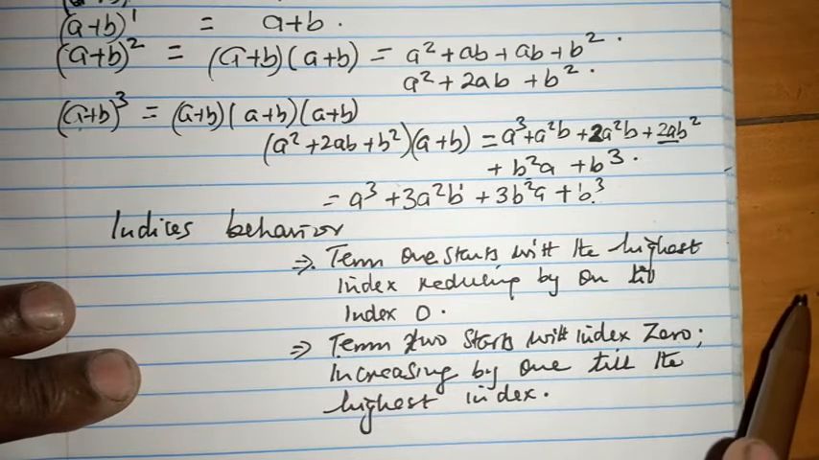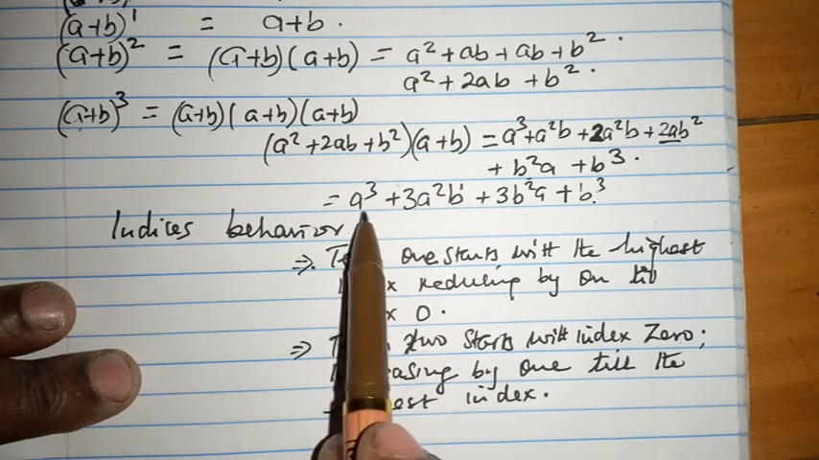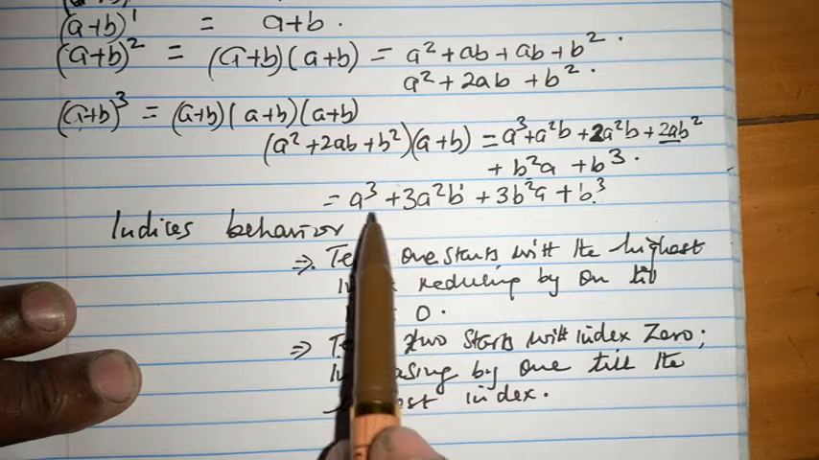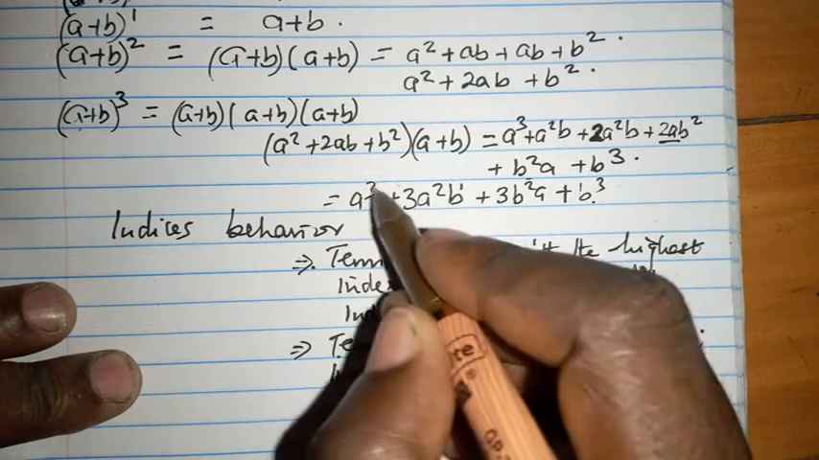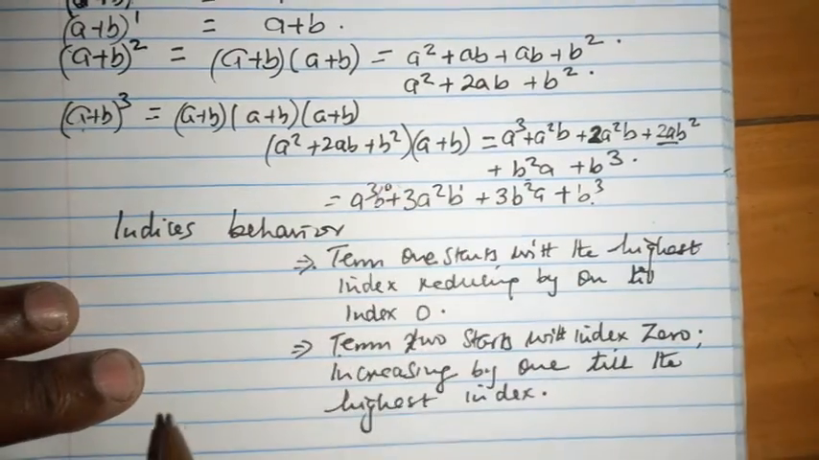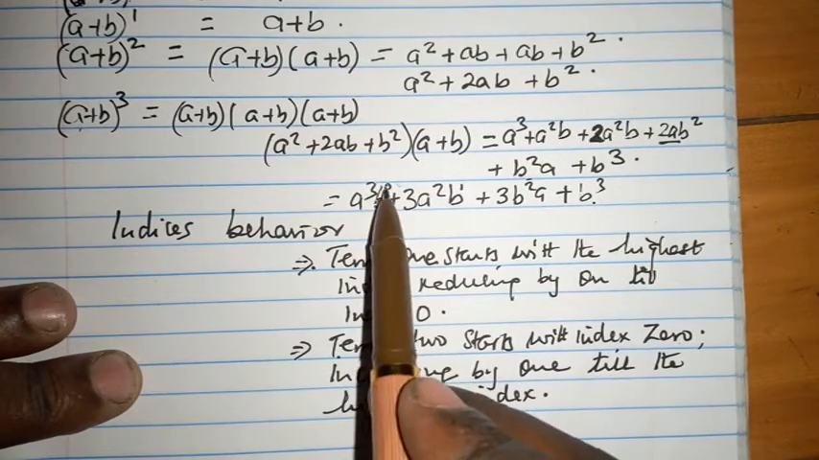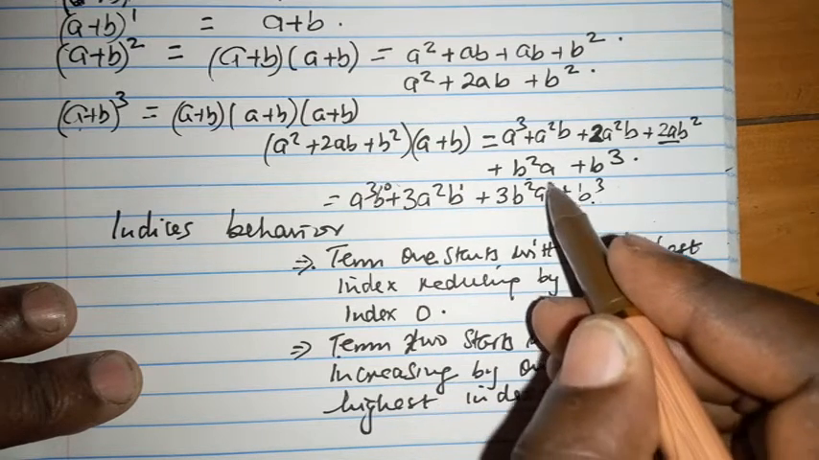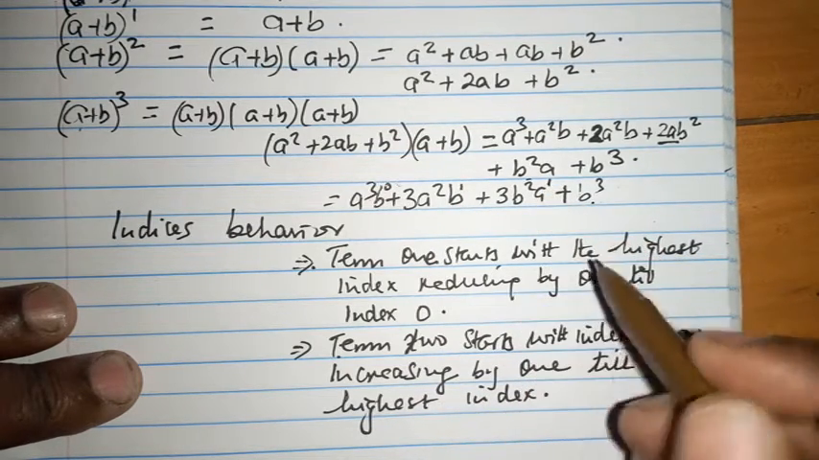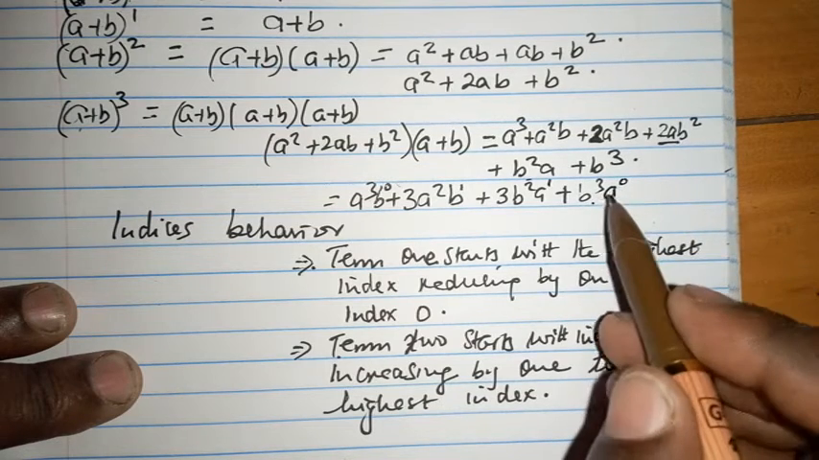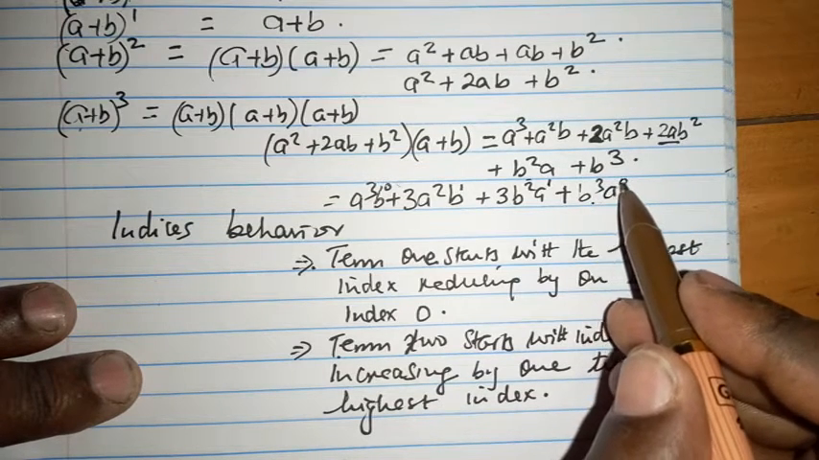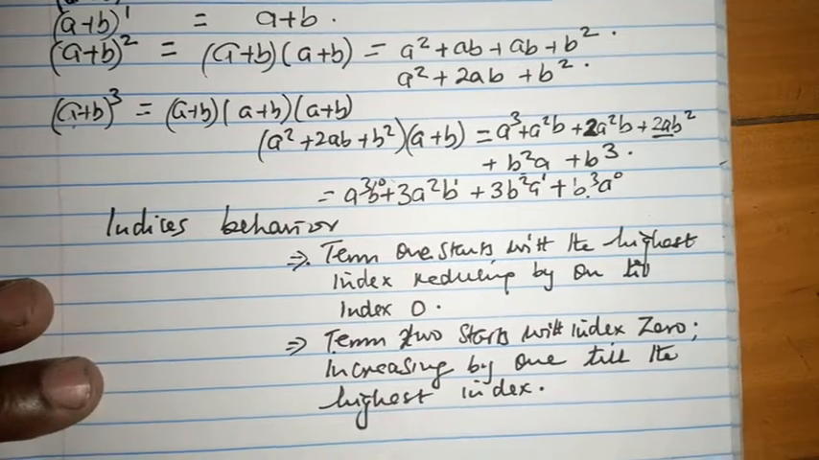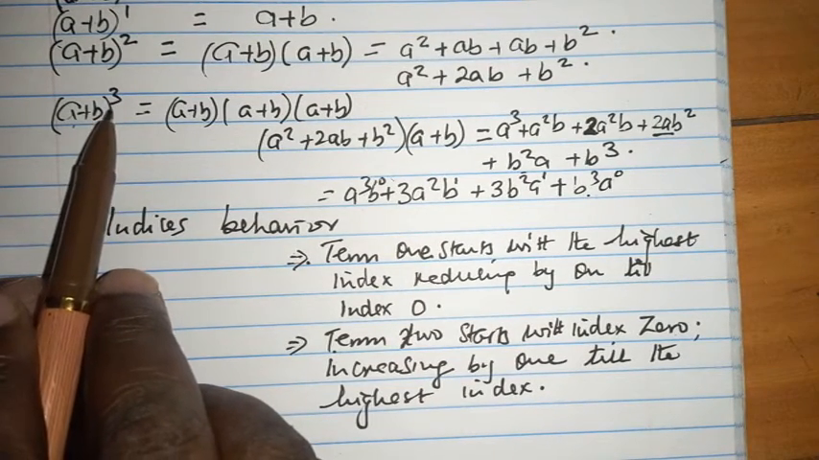Incidentally, you must note that in every term, the total of the indices is 3. So this is a cubed plus b, and there's a b raised to power 0 there silently. So 3 plus 0 is 3. 2 plus 1 is 3. There is a 1 here. 2 plus 1 is 3. And there is 0 there. 3 plus 0 is 3. It will all be 3 because it was originally the index.